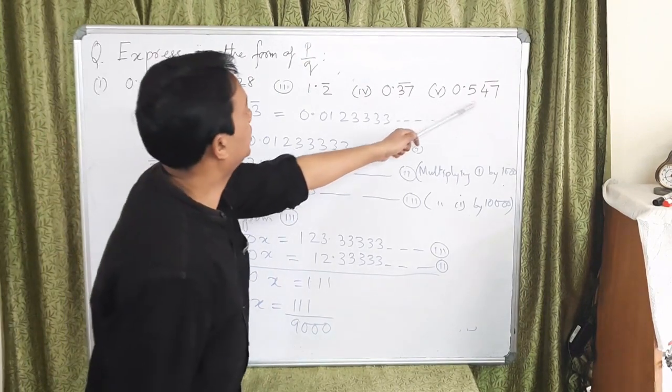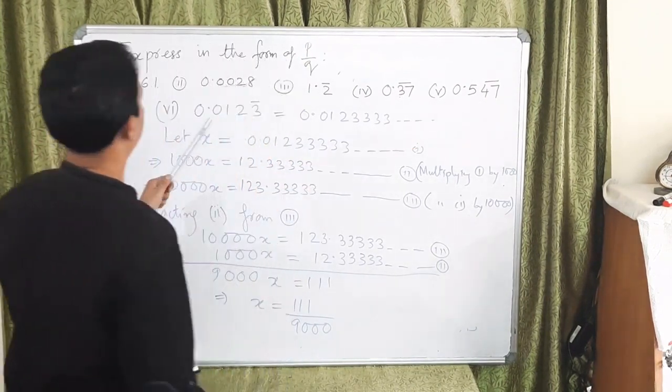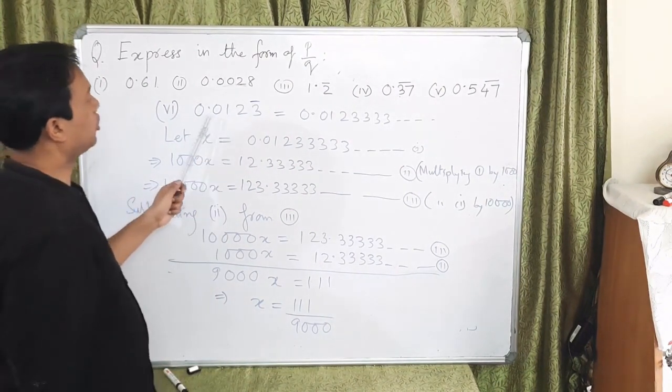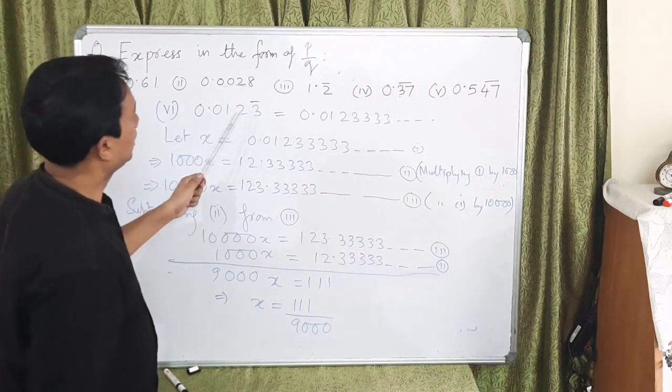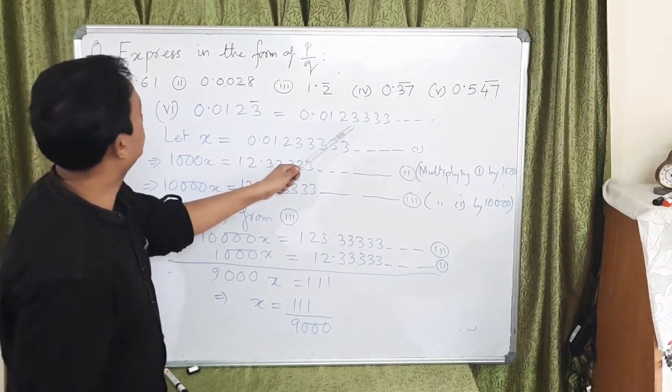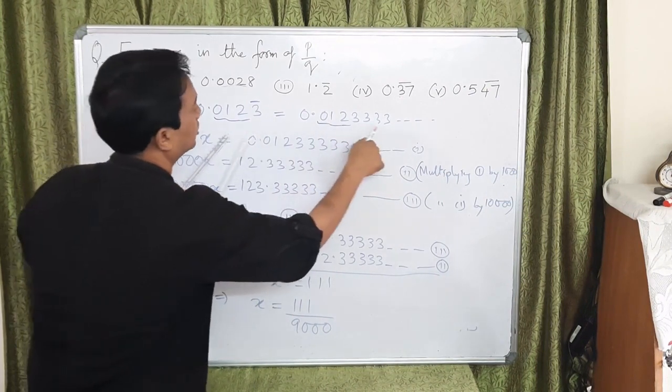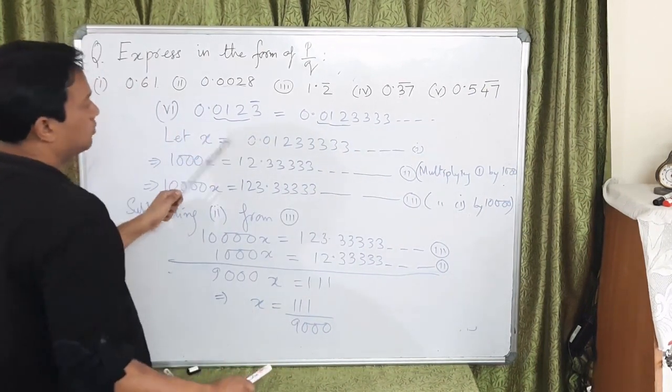Let's do one more of this type. Here you see only 3 is repeating. The other decimal places are not repeating. So we can write this as 0.012, and then till here it's not repeating, and then 3 starts repeating. So we are denoting this by X.